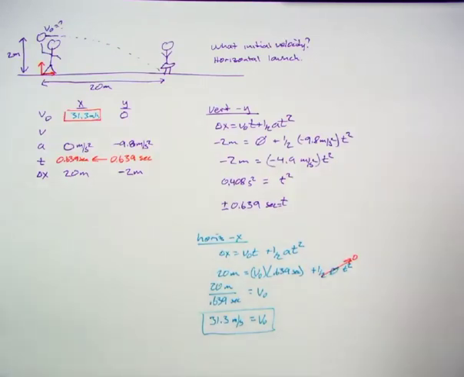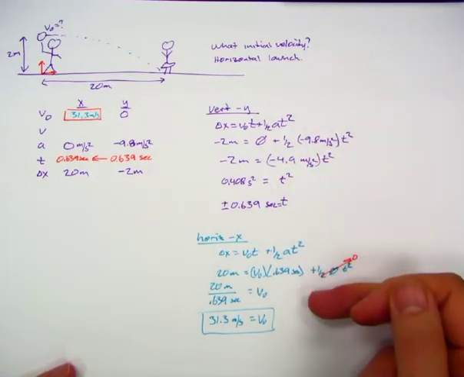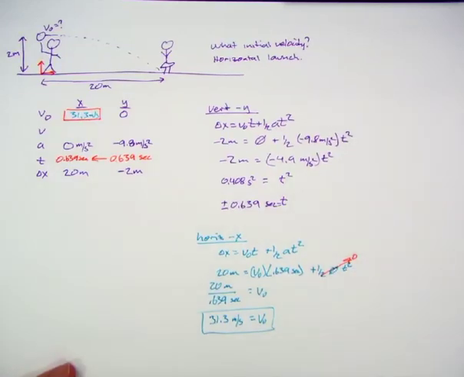So this is another example of how to break up the vertical and the horizontal components in a two-dimensional trajectory problem.